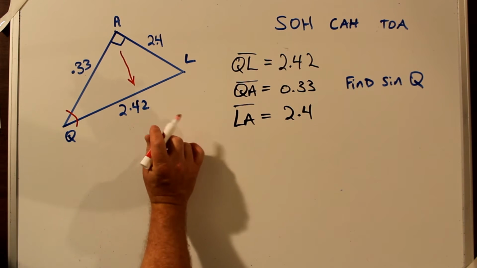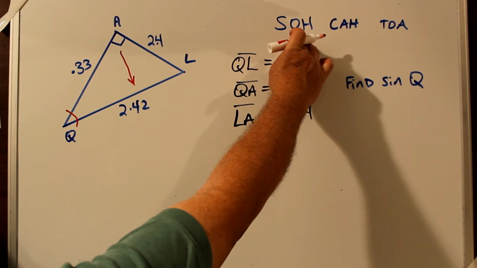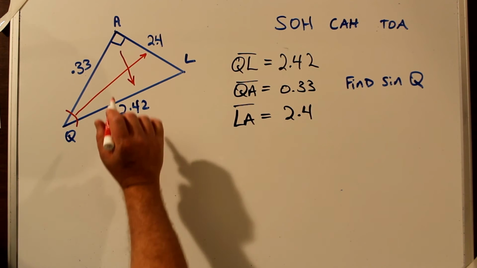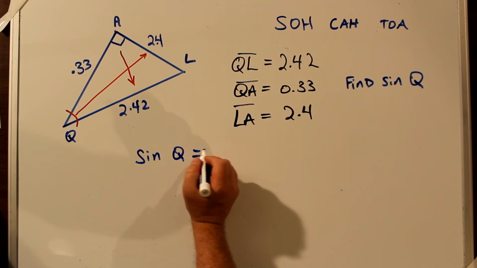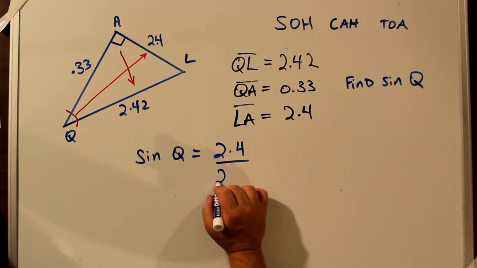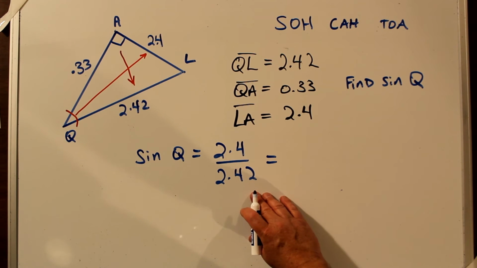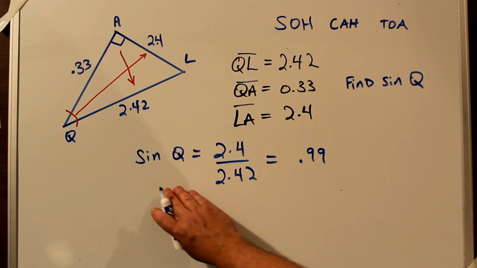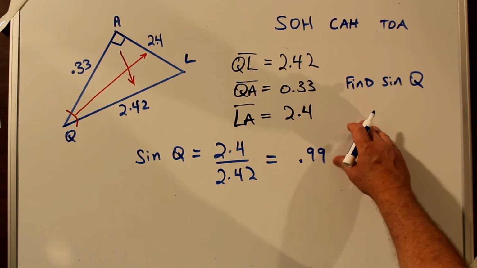2.42 is opposite the right angle, so that's the hypotenuse, and the sine is the opposite side over the hypotenuse. So the side that's opposite angle Q is this one, 2.4. So let's write our equation for sine of Q equals the opposite, 2.4, over the hypotenuse, 2.42. And when we divide 2.4 by 2.42, we get 0.99 when rounded to two decimal places. And that's our answer. Sine Q equals 0.99. And that's how you find the sine given the sides of a right triangle.